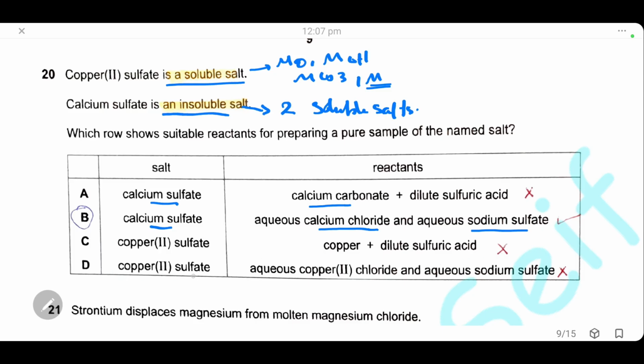Number D, copper sulfate can be prepared by mixing two aqueous solutions of copper chloride and sodium sulfate. This is wrong because this is not one of the methods of preparing soluble salts. So the answer will be B. Calcium sulfate can be prepared by mixing aqueous calcium chloride and sodium sulfate.